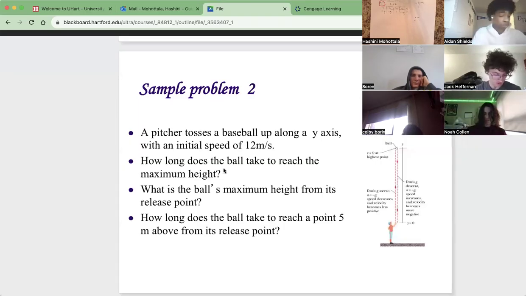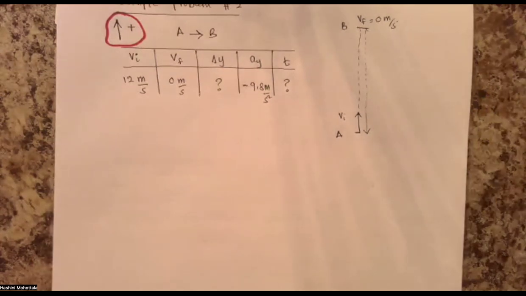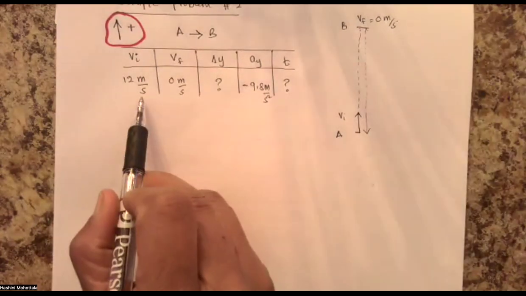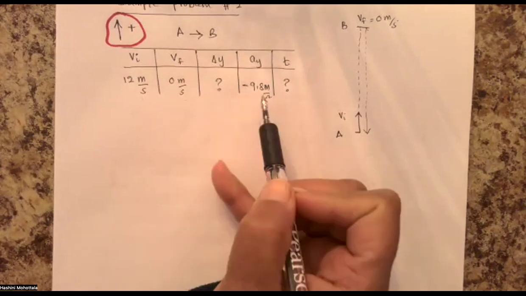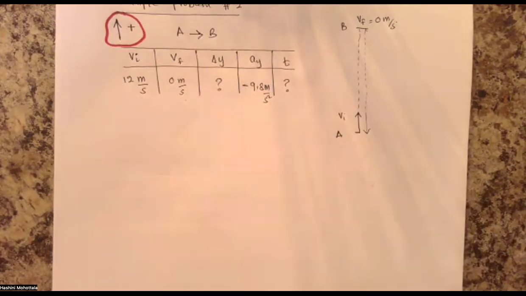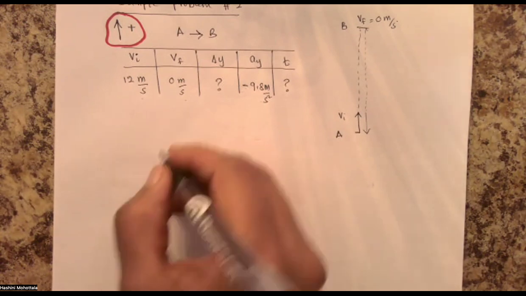In order to find the time, let me go back again. The first part of the question is, how long does the ball take to reach the maximum height? The second part is asking, what is the ball's maximum height? So I'm going to do both at once. We have initial velocity, final velocity, acceleration, and we need to find time. What equation do we use? First equation. Thank you, Jed.